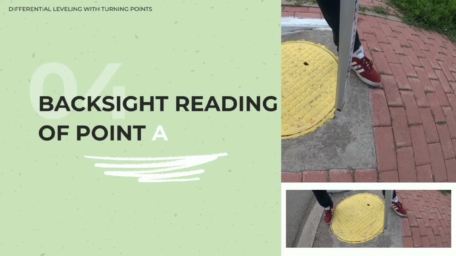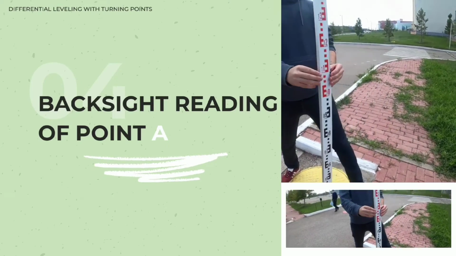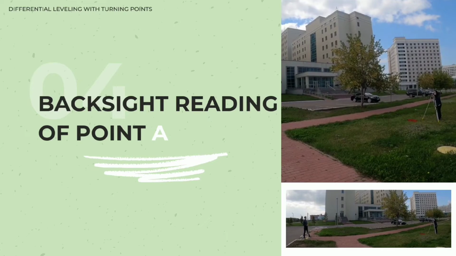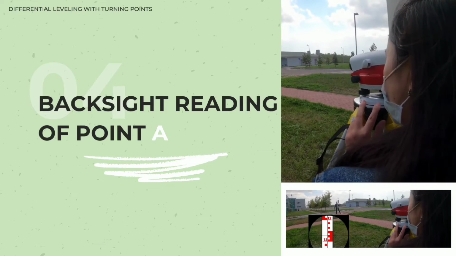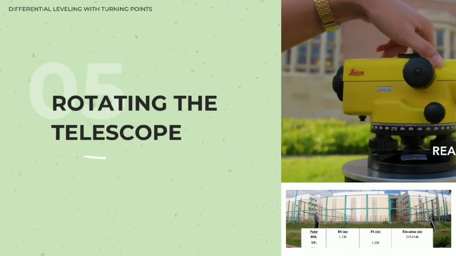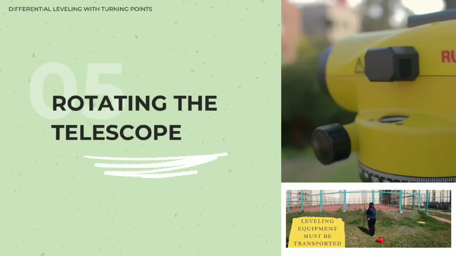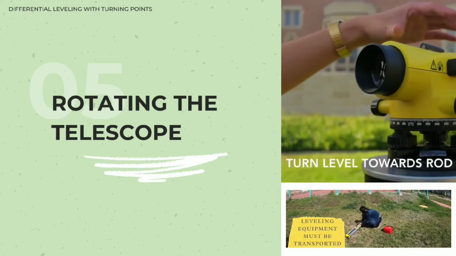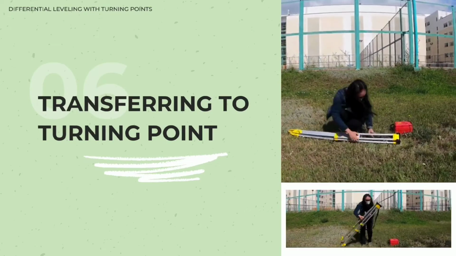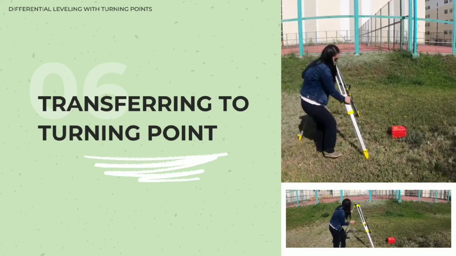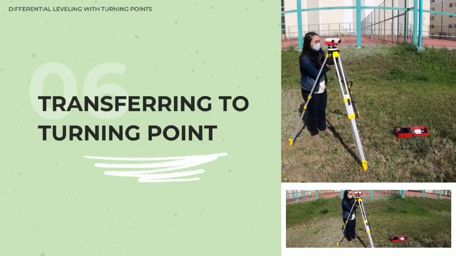Step 4. Take the backside reading of point A where the leveling rod is being held vertically with the aid of a plumb bob. The reading must be done to the accuracy of a millimeter or thousandth of meter. Step 5. Rotate the telescope until the newly established point designated as turning point can be sighted. Ensure that the turning point is almost equidistant from the instrument as the first benchmark. Step 6. The rodman transfers the leveling rod to the turning point and must hold it with a plumb bob alongside to maintain verticality of the rod.